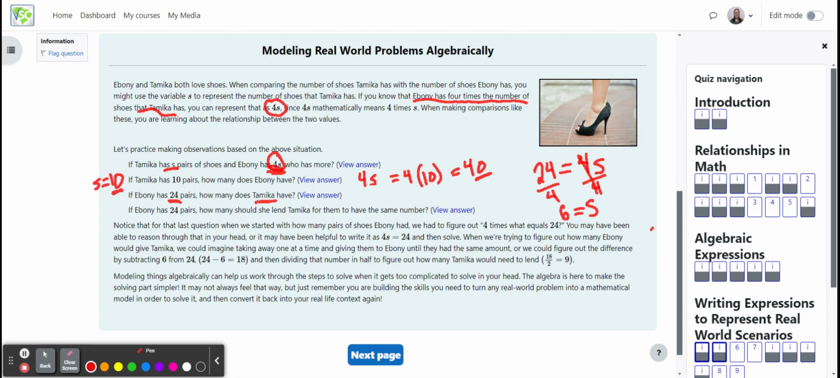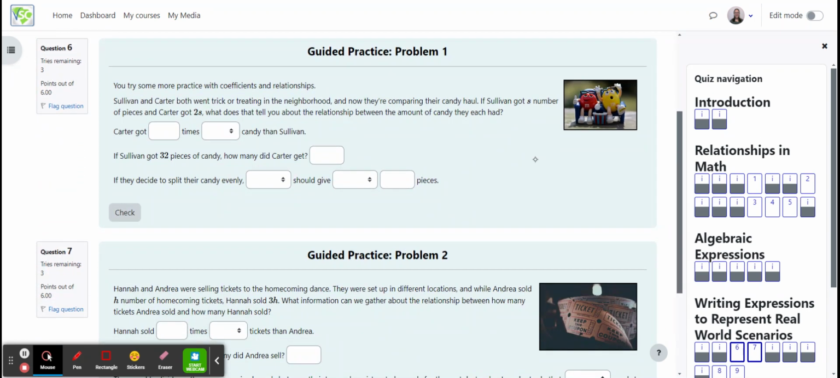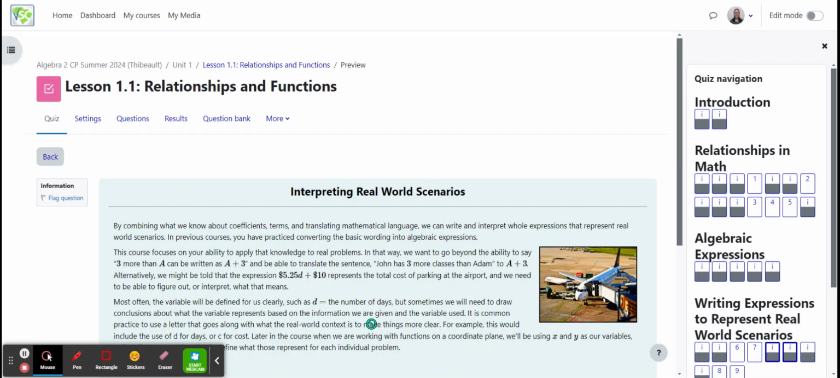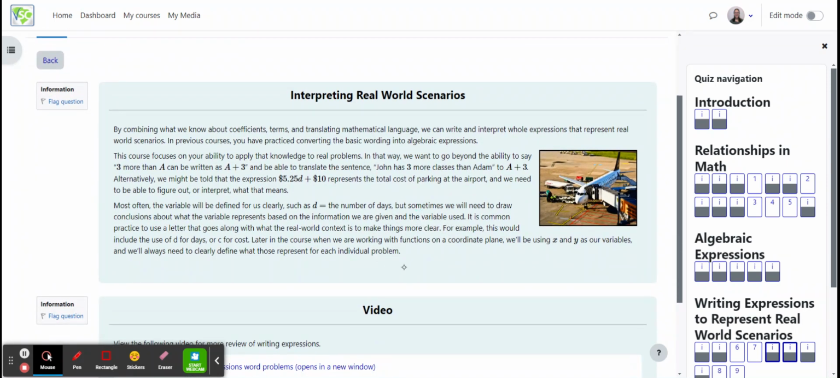All right. That's how we use those expressions a little bit. Now, if we move on to this next one, this is a guided practice problem about Carter and Sullivan. You're going to go ahead and fill in this one and number 2. And then we get to interpreting some real world scenarios.